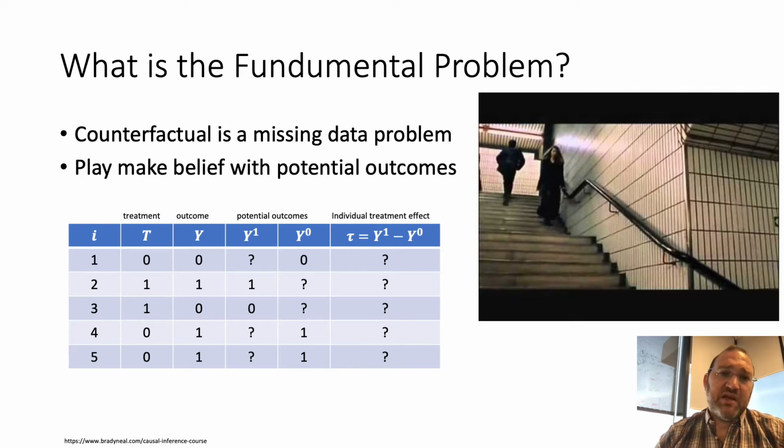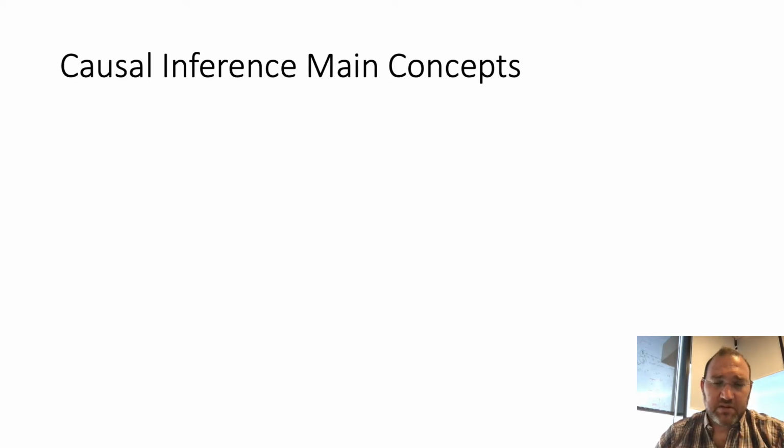And thus, computing the difference between the two, between the potential outcome of doing an action minus the potential outcome of not doing an action, is unknown. This is the fundamental problem of causal inference.